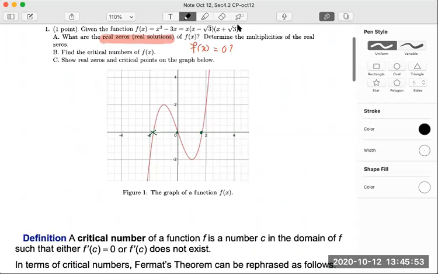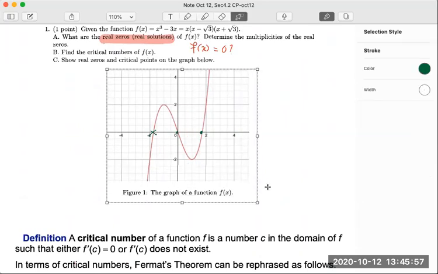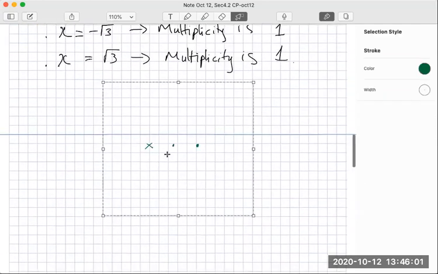Let me copy it. And place it here. Oops, oh, stupid.